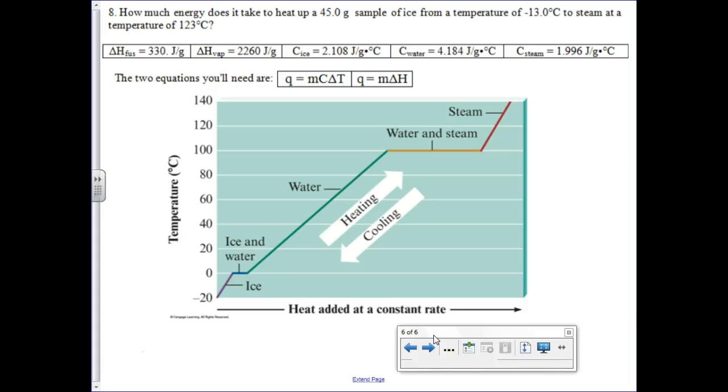So during the melting, the little plateau down here and the big plateau up here, you will use Q equals mΔH. And you will use a different delta H depending on what you're doing. You have a delta H of fusion, you have a delta H of vaporization. You also have different specific heat capacities. Ice, water, and steam do not have the same specific heat capacity. If you are heating ice, you need to use this specific heat capacity. If you're heating water, you need to use this one, and if you're heating steam, you need to use this one.